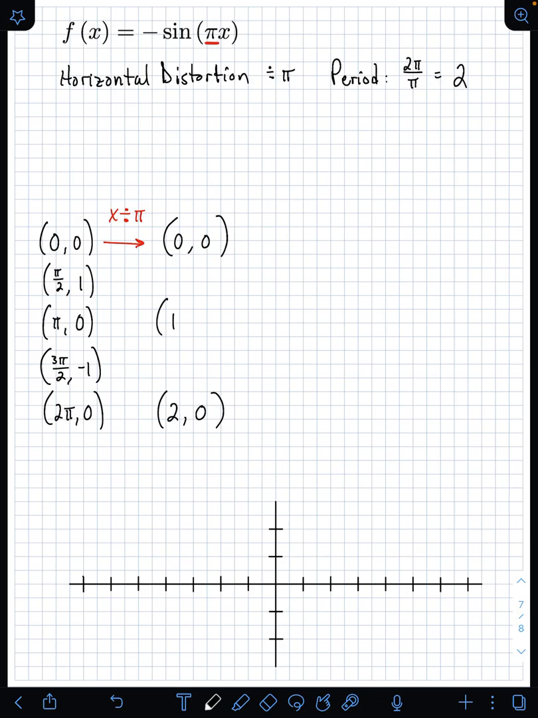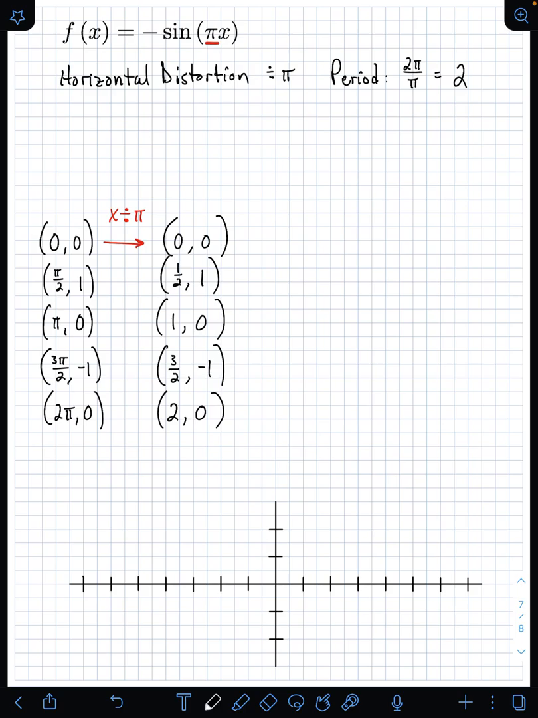Halfway in between 0 and 2 is 1. That's the middle of the period. And then for the other 2 points, what's halfway between 0 and 1? 1/2, of course. What's halfway between 1 and 2? 1 1/2, of course, or 3/2.